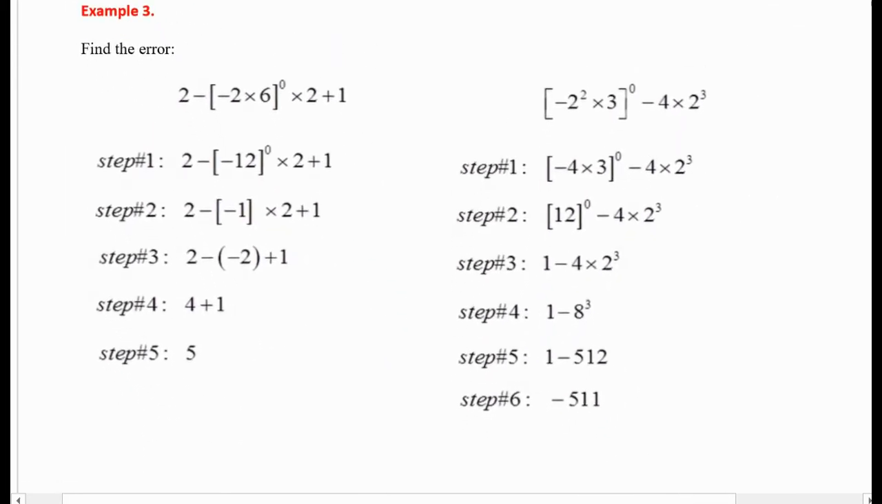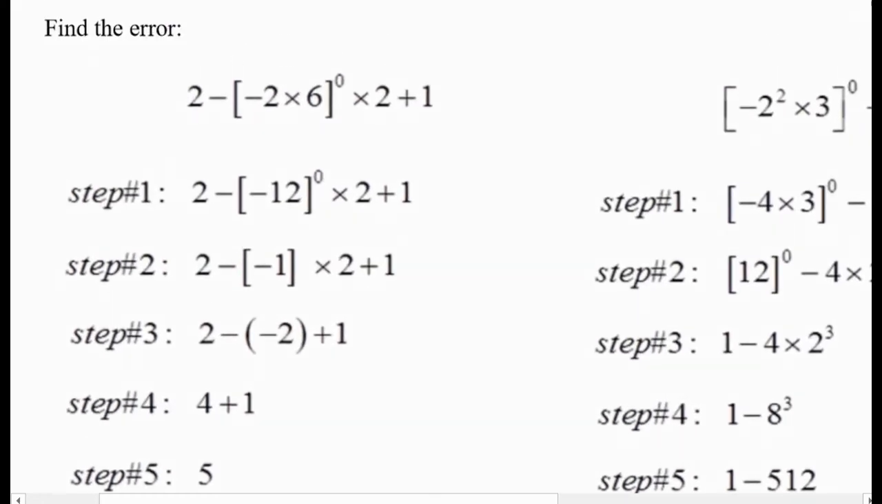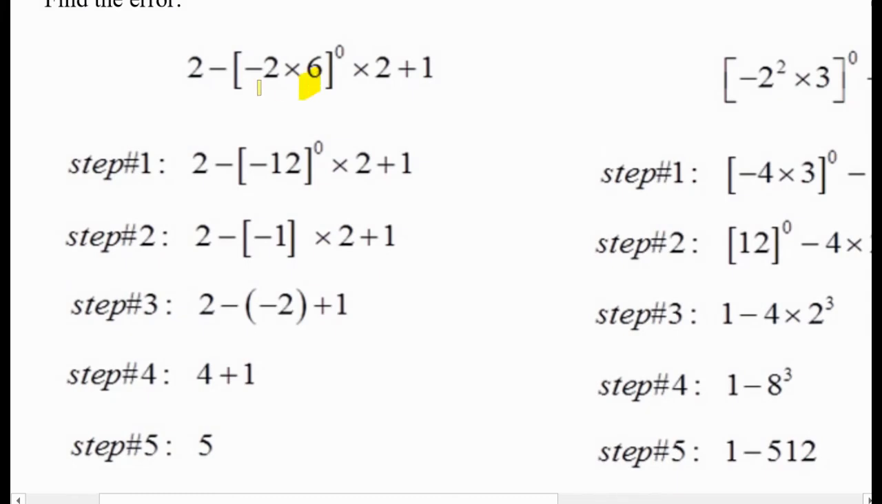So we're going to find the errors of those two solutions. Here, let's look at this. We have to do the bracket first. So this guy did it correctly, negative 12. And then we're doing the exponent. So everyone, negative 12. So right in front of the exponent, you have the bracket. So negative 12 to the power of 0. Something to the power of 0 should be always 1, positive 1.